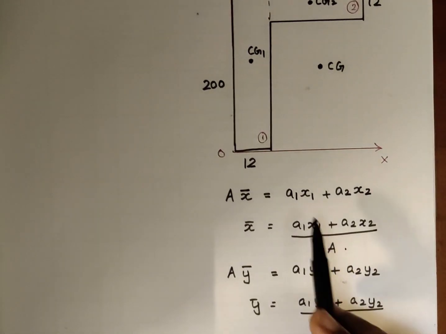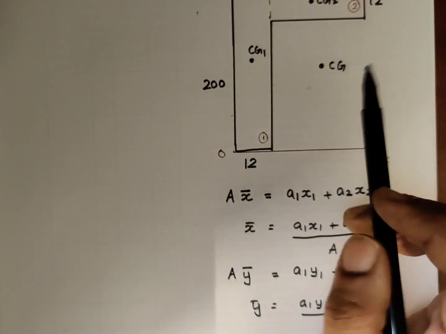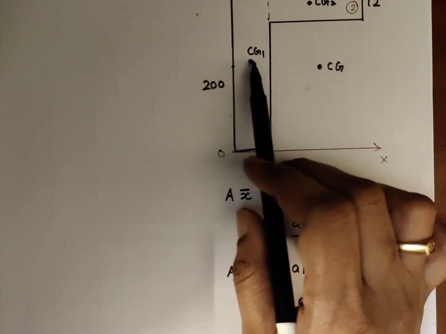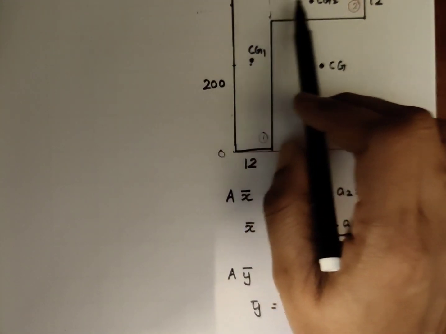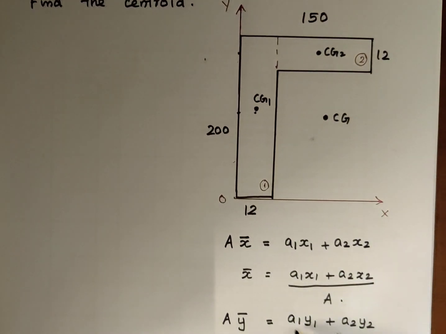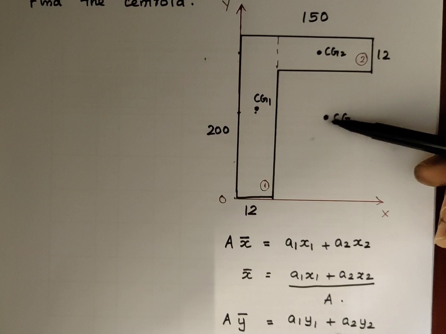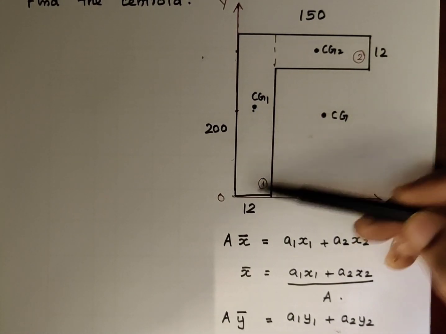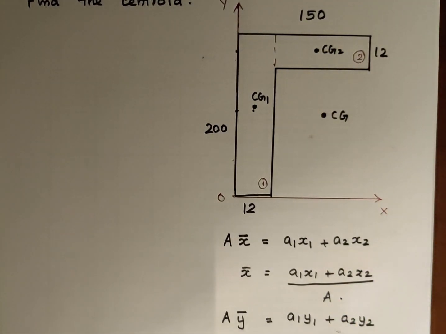Here x1 is the distance of the centroid of the first rectangle from the OY axis. This distance is taken as x1, this distance is taken as x2, and x bar is this distance. Similarly, y bar is this distance, y1 is this distance, and y2 is this distance. You have to calculate all these values.